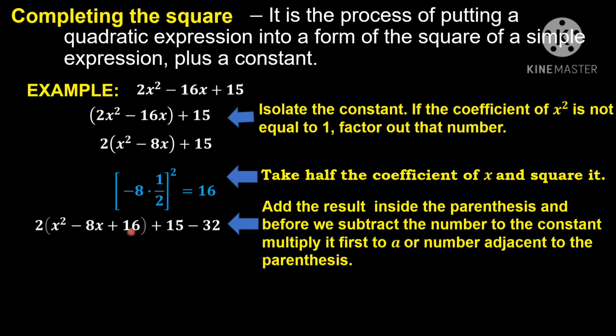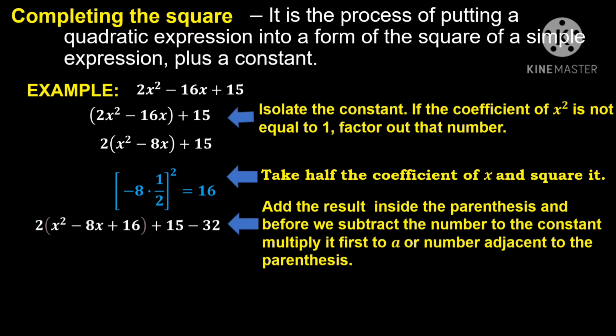Now, what is the reason why we need to multiply this by 2? To balance the expressions. Because we added 32 here, we also have to subtract 32 here. When we put the 2 back inside, it becomes 16 times 2. We added inside, so we subtract outside so that the expression does not change. That is exactly the same as 2x squared minus 16x plus 15.